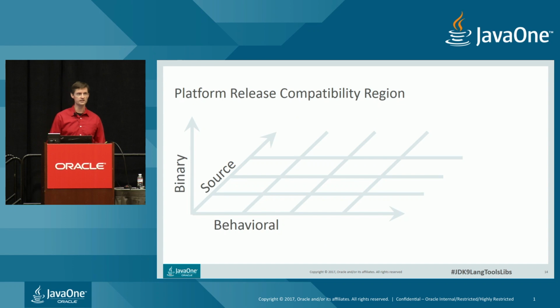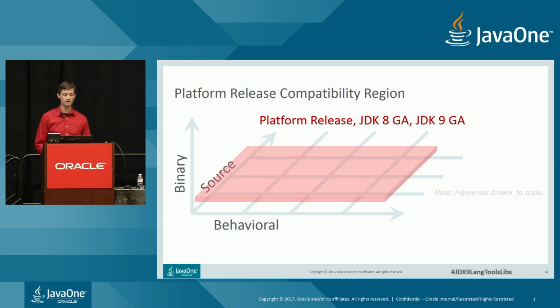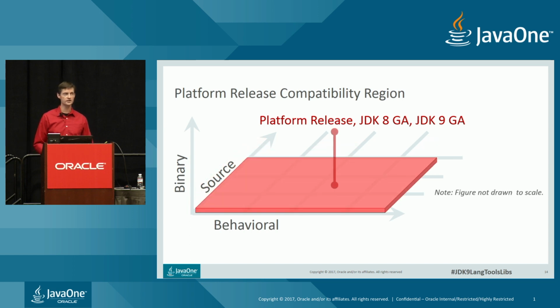For a platform release like JDK 8 GA or JDK 9 GA, the situation is a bit different. There's the maximum amount of room to make behavioral changes and more room to make source changes. And in exceptional circumstances, with enough justification, there's even the possibility to make some binary incompatible changes. And I'll mention a few of those that were made in JDK 9 later in the talk.